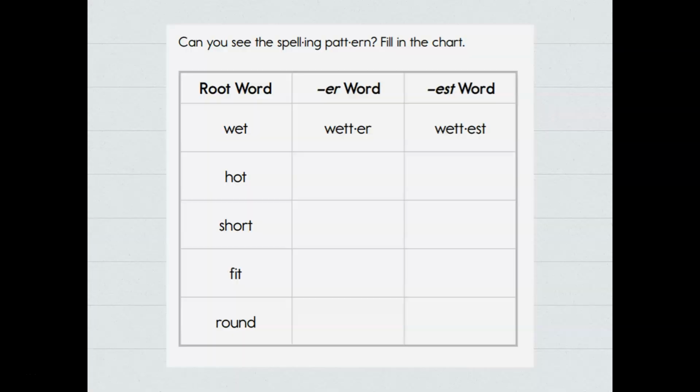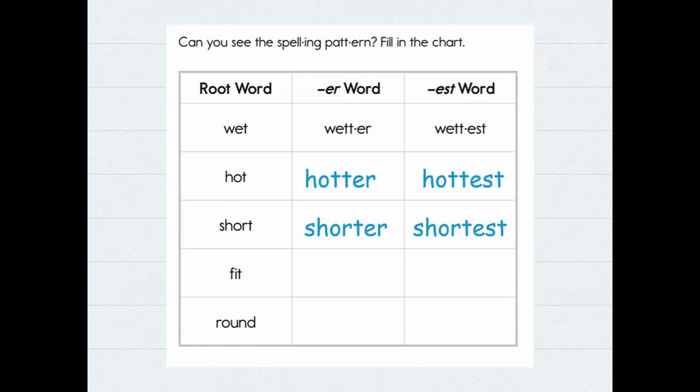Now let's complete the rest of our chart. The first root word is hot. When we add ER to hot, the new word is hotter. When we add EST to hot, the new word is hottest. The next root word is short. When we add ER to short, the new word is shorter. When we add EST to short, the new word is shortest.